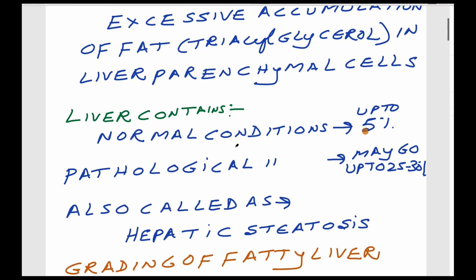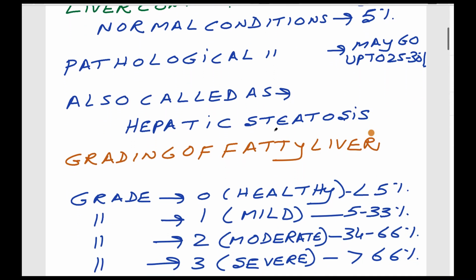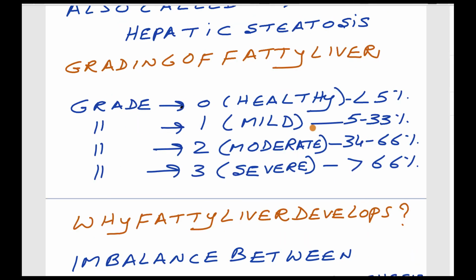Normally, the liver contains below 5% fat. So the pathological level may go up to 25 to 30% and more than that. Fatty liver is also called hepatic steatosis. Grading of the fatty liver: we can grade it according to the content of fat present in the liver.